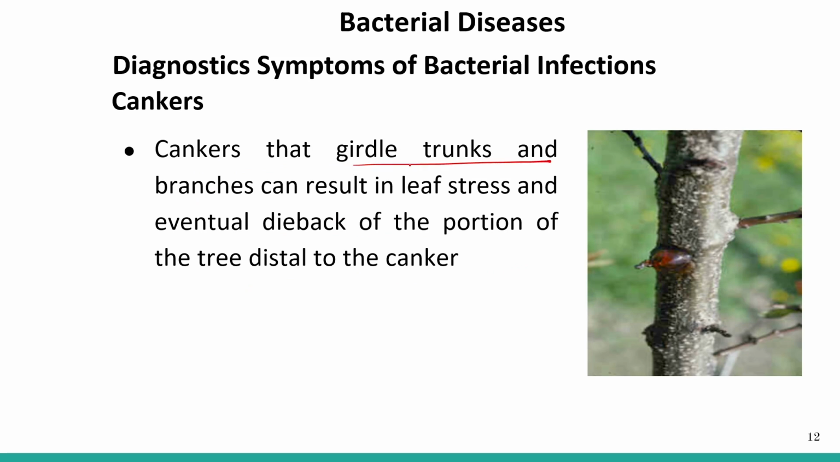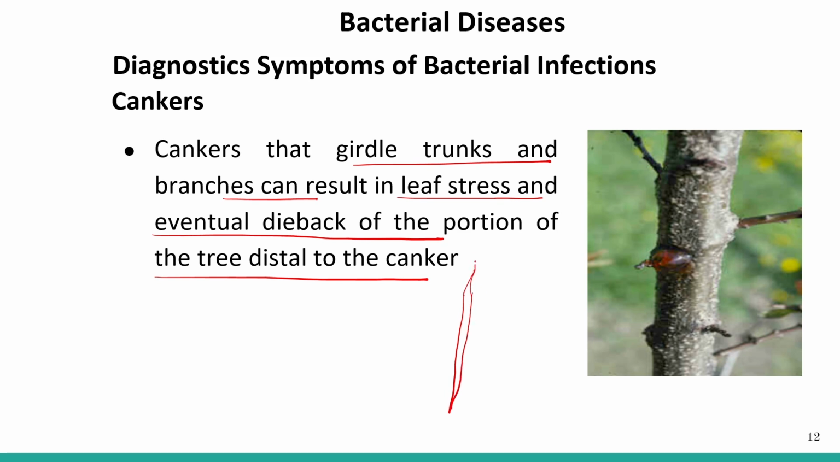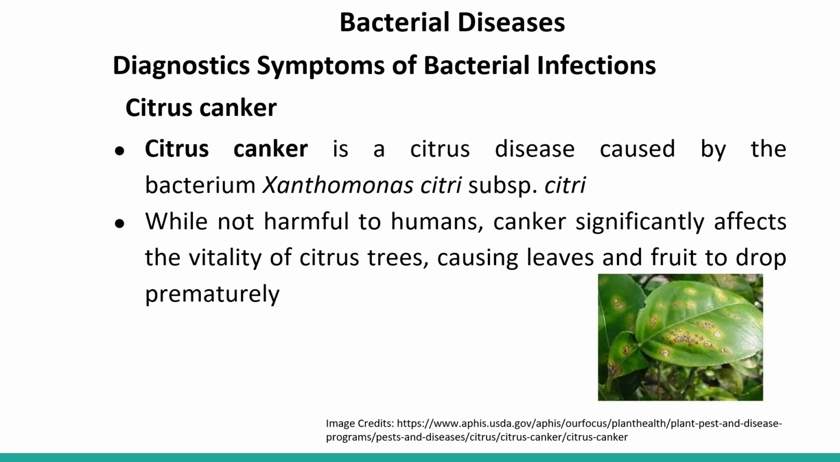Cankers girdle trunk and branches, which can result in leaf stress and eventual dieback of the portion of the tree distal to the canker. So what happens? This is the branch, okay, and if this is the affected tissue, the plant drops down. So this is called the dieback of the portion of the tree distal to the canker. This is the affected area and the distal portion that drops down. So this is one of the symptoms of the canker.